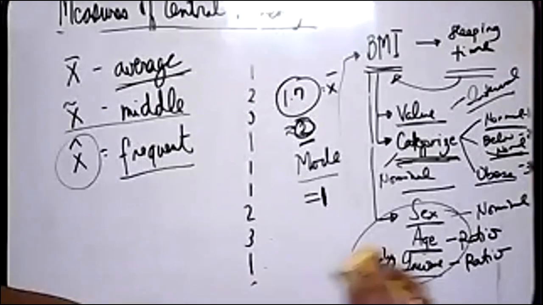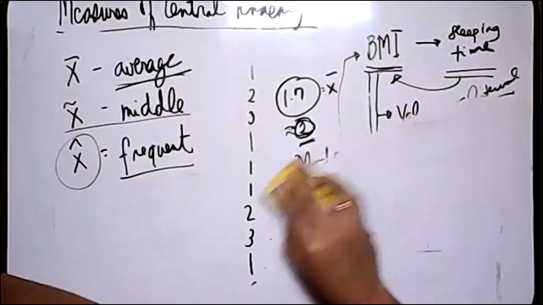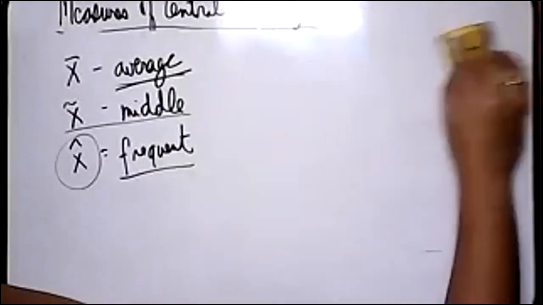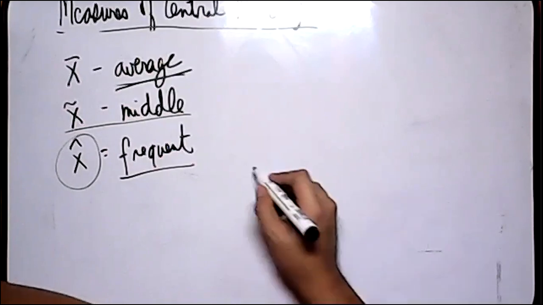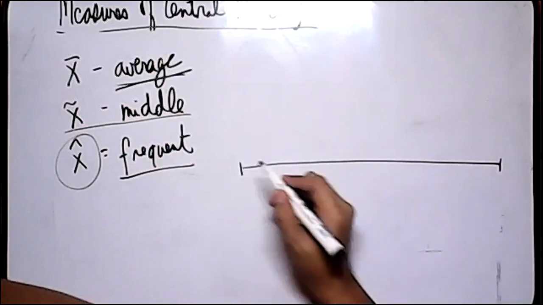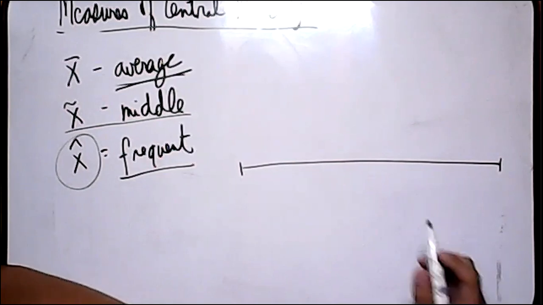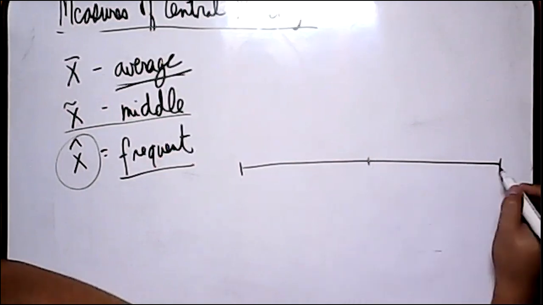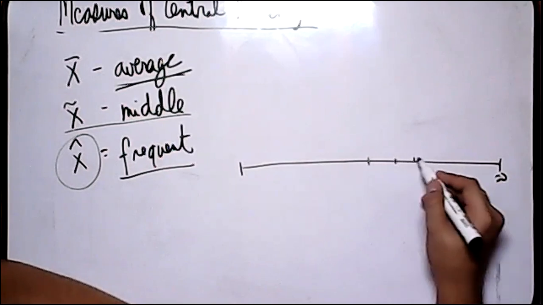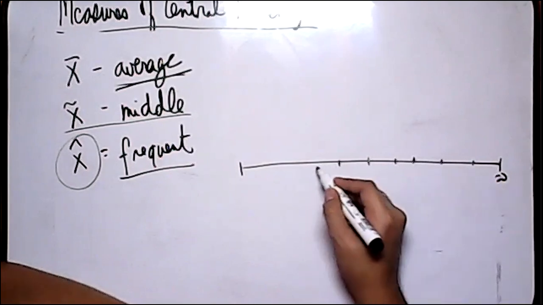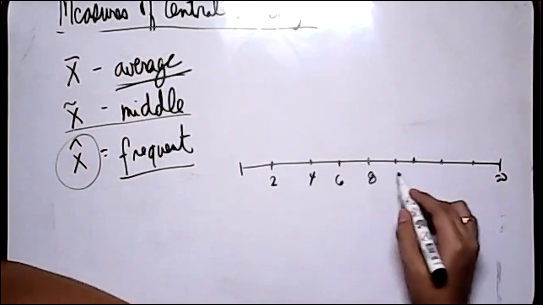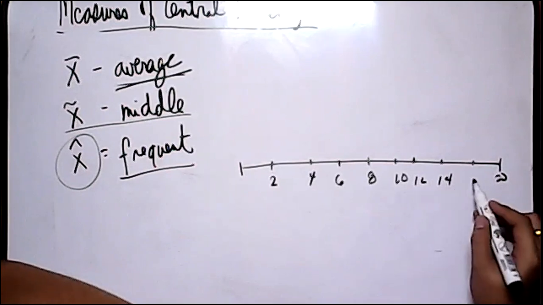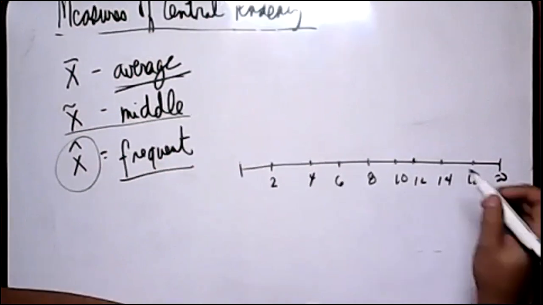ano naman at kailan ginagamit ang middle value o ang median? Okay, sometimes our data is so peculiar. In other words, merong irregularities sa ating data. Halimbawa, ito yung score ng mga bata in an examination in statistics. Let's say it's up to 20. So 2, 4, 6, 8, 10, 12, 14, 18. For example lang, for example.